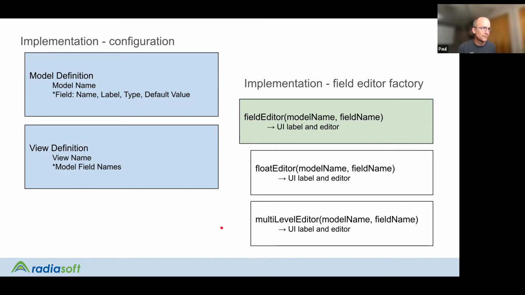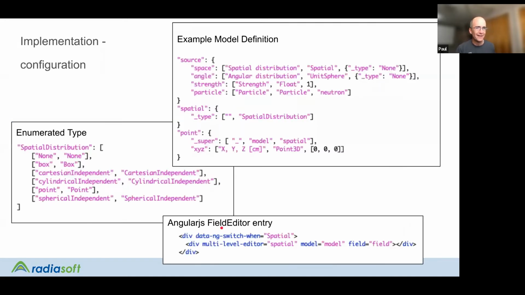This is a subset of the static configuration for the radiation source I discussed earlier. The source model has a space field with the type spatial. Here, a point model is a type of spatial model and has a single field to define its location in space.